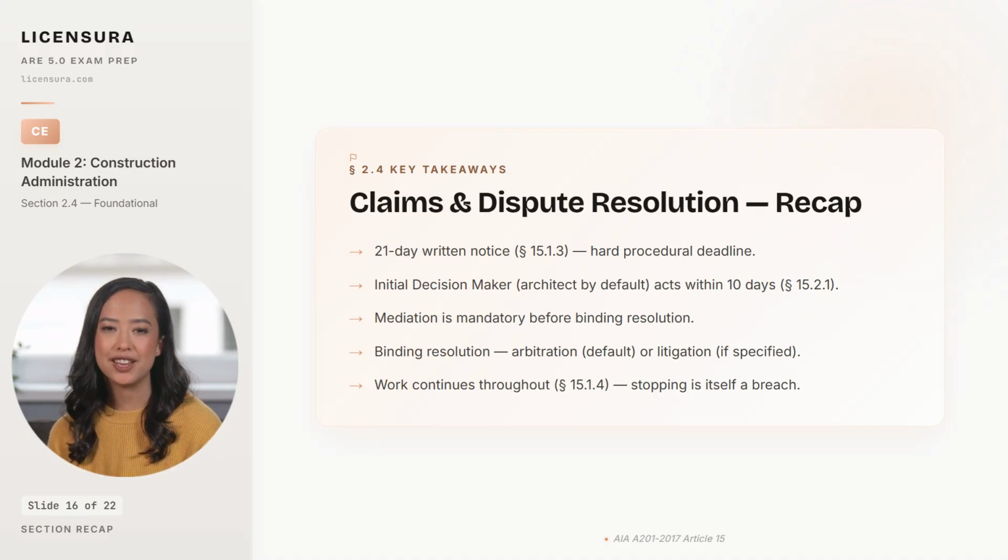Binding resolution is arbitration by default under A201, or litigation if the supplementary conditions specify it, and the choice is made when the contract is signed, not when the dispute arises. And the rule that catches more parties than any other? Work continues throughout the dispute under Section 15.1.4. Stopping work because of a pending claim is itself a breach, and the party that pauses performance gives up the contractual high ground on the underlying claim.